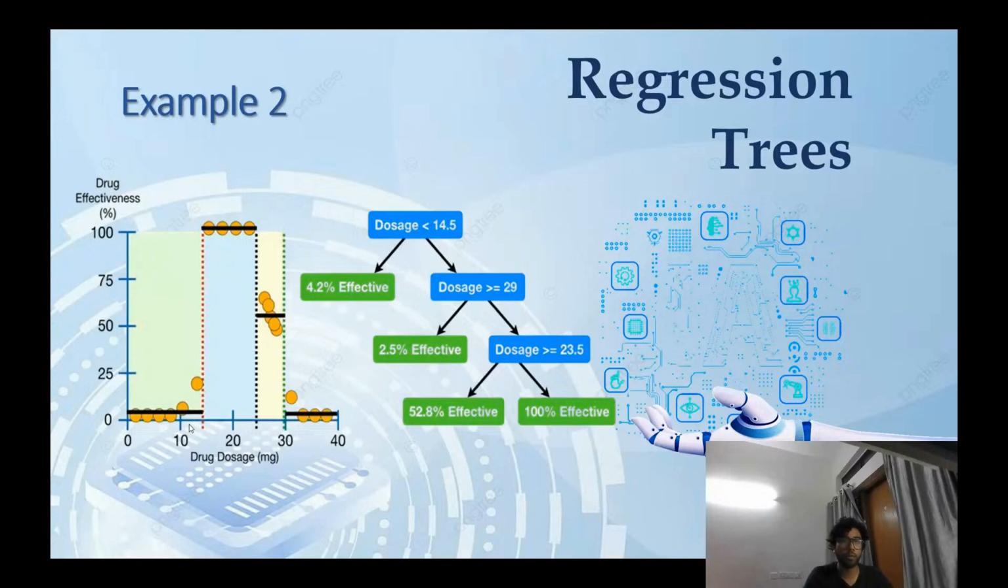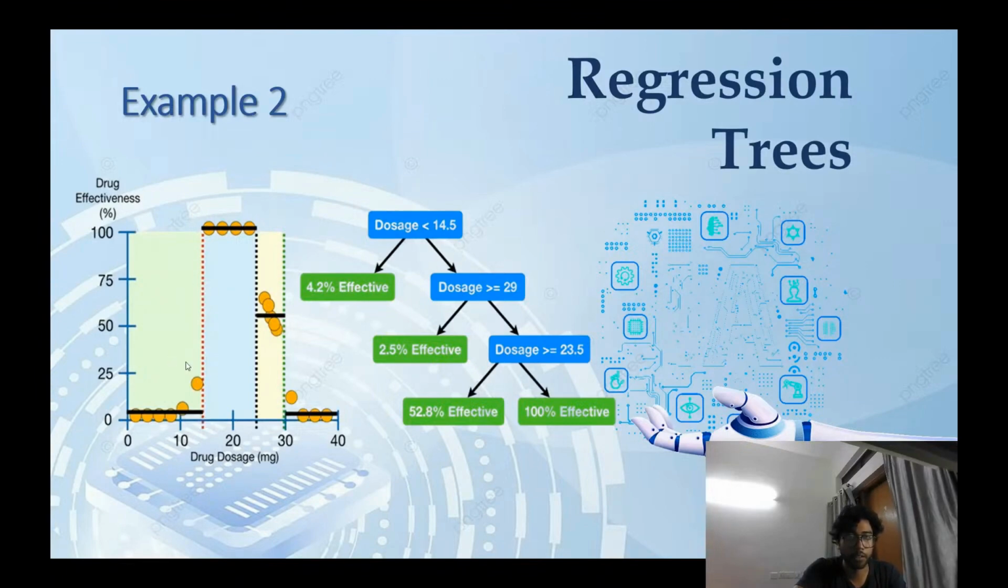Now, how would you decide how effective the drug will be for a given dosage? Let's say you have taken 15 milligrams of the drug. How effective will it be? Again, you start with the root node and go into the subsequent nodes. You check if the dosage is less than 14.5. If yes, it goes into this node, and the dosage of 14.5 is indicated by this red line.